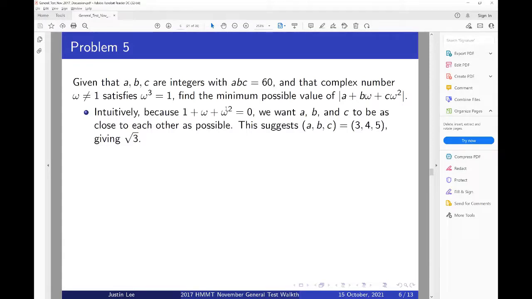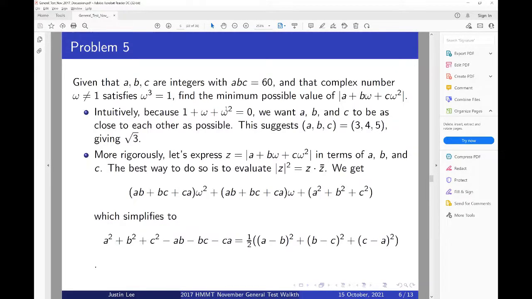One thing to note is that if you permute A, B, and C, if you permute 3, 4, 5, the magnitude of our expression actually does not change. So the magnitude of omega plus 2 omega squared is the same as, say, 2 plus omega. In any case, that evaluates to the square root of 3, which is our answer. If you're wondering how we could do this more rigorously, here's how.